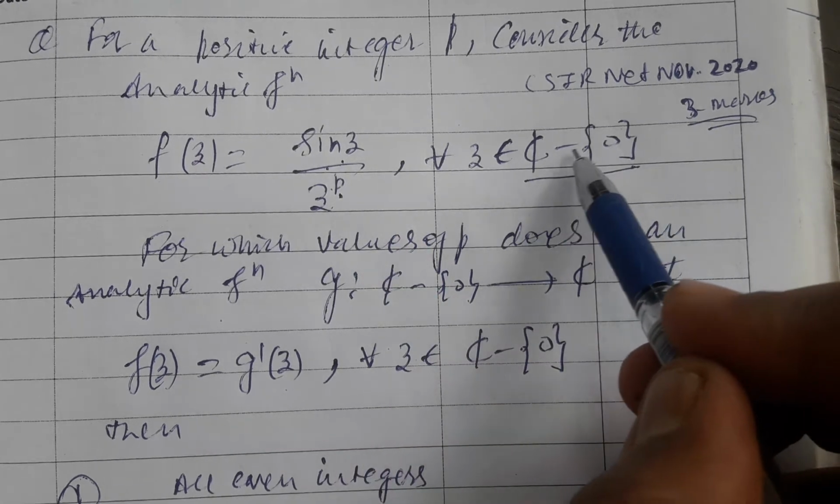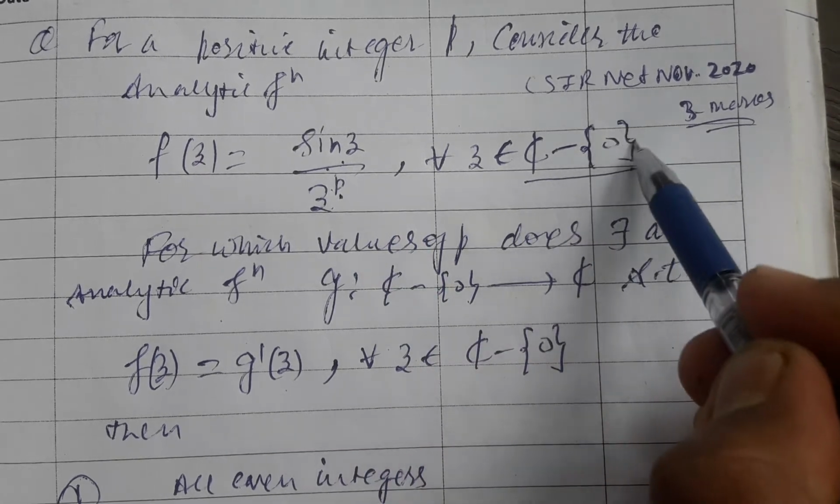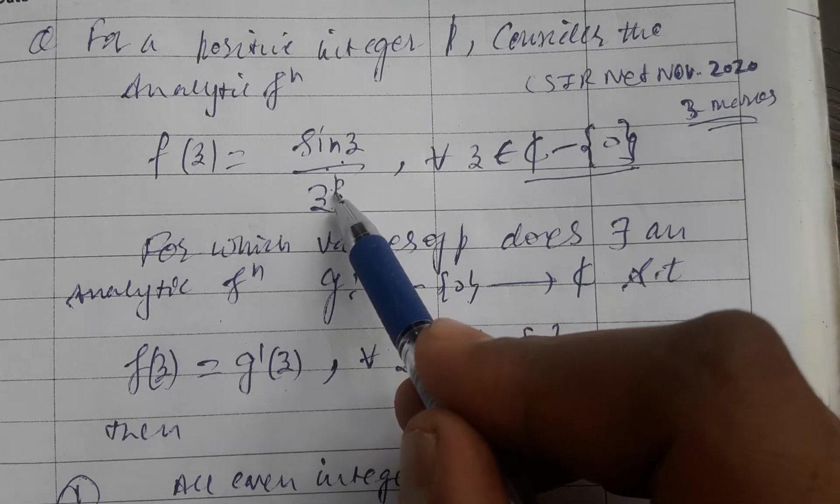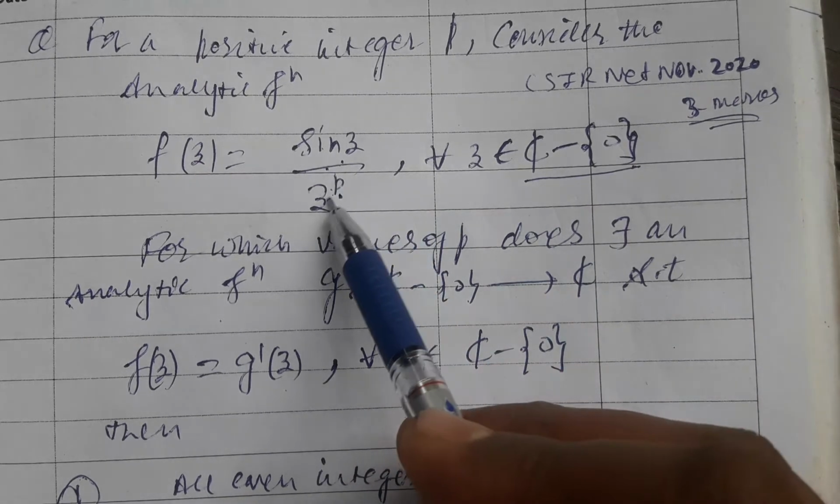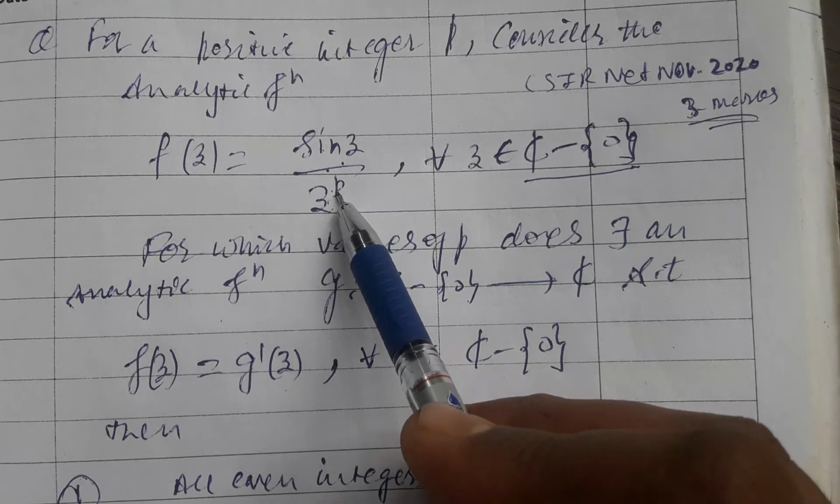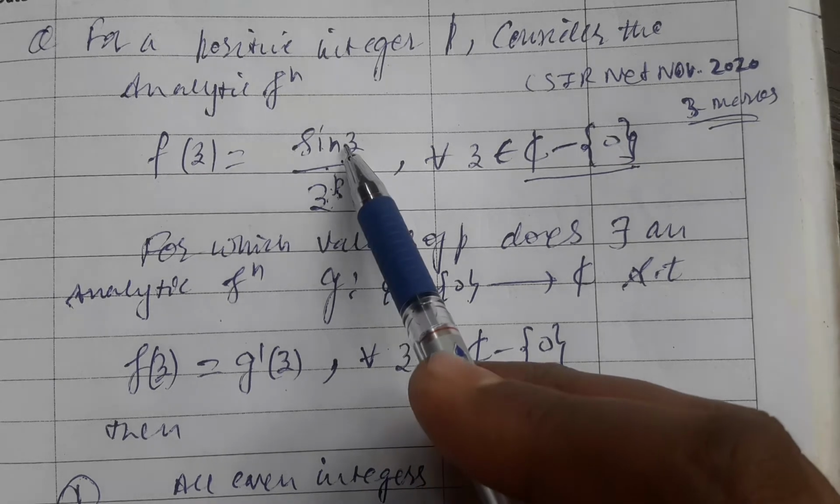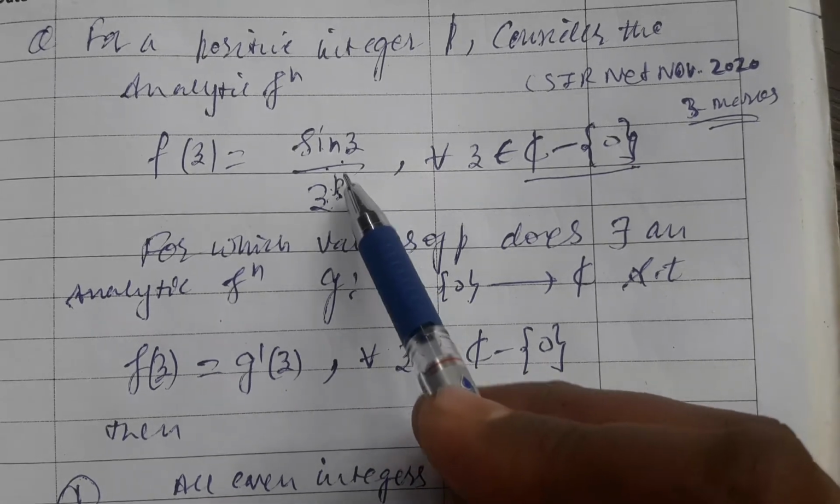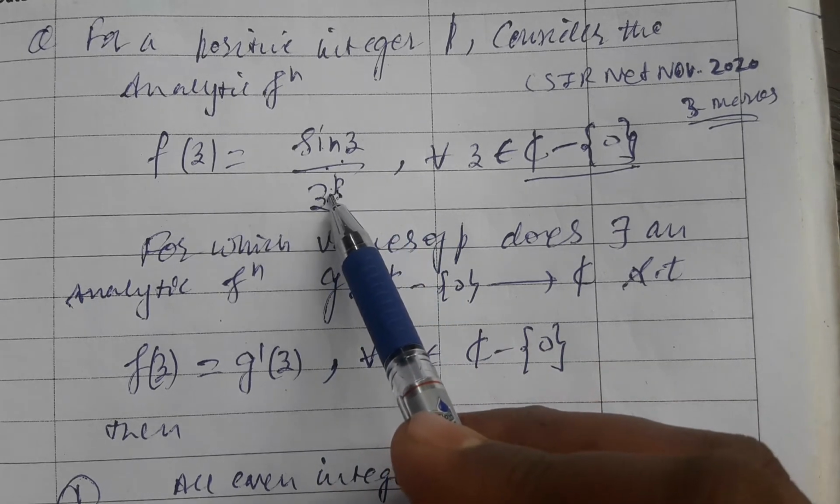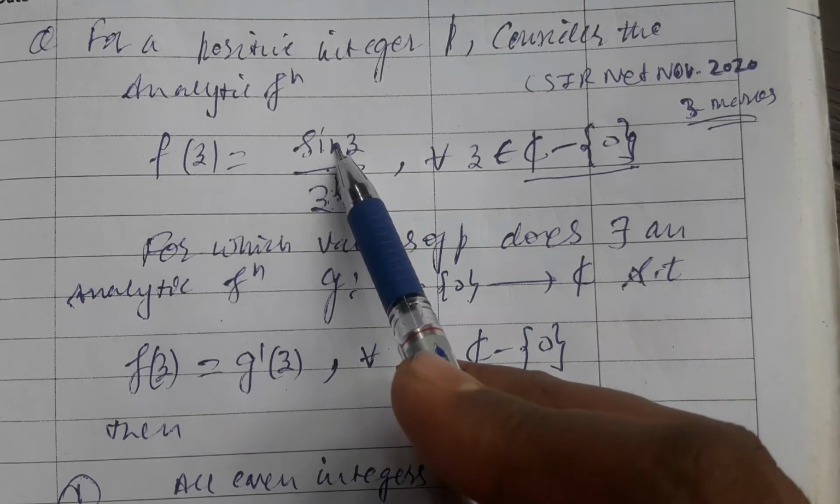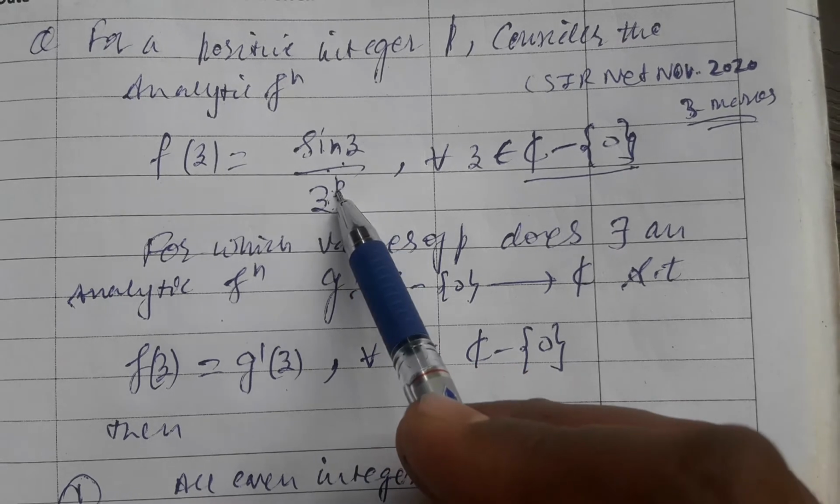Why? Because this function is not defined at z equal to 0. It has a singularity, a pole of order p minus 1. If it were cos z upon z to the power p, then the singularity would be a pole of order p. But here it is sin z upon z to the power p, so if the domain is the whole complex plane, it is a pole of order p minus 1 if the numerator is sin z; if the numerator is cos z, it is a pole of order p.